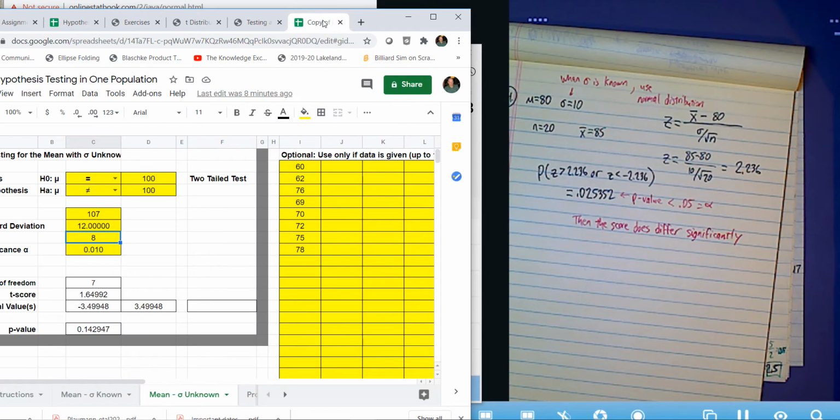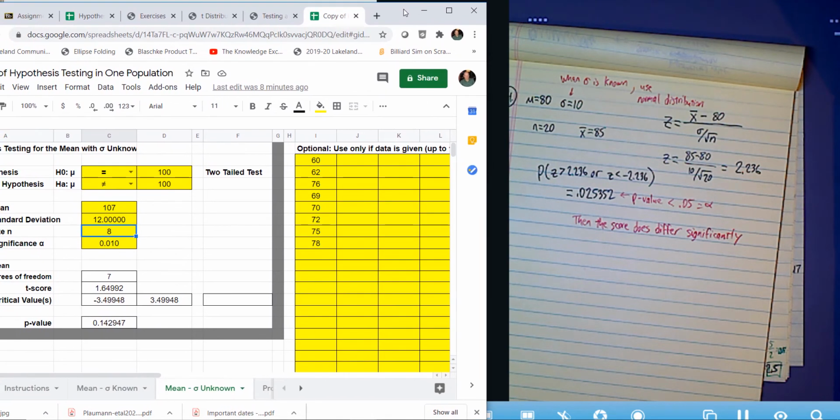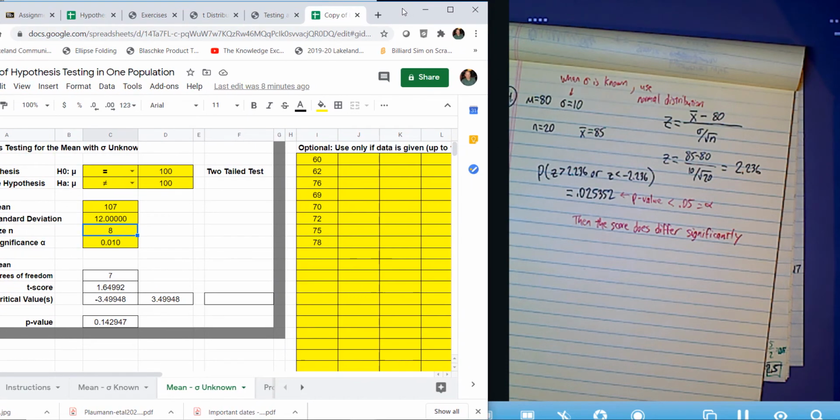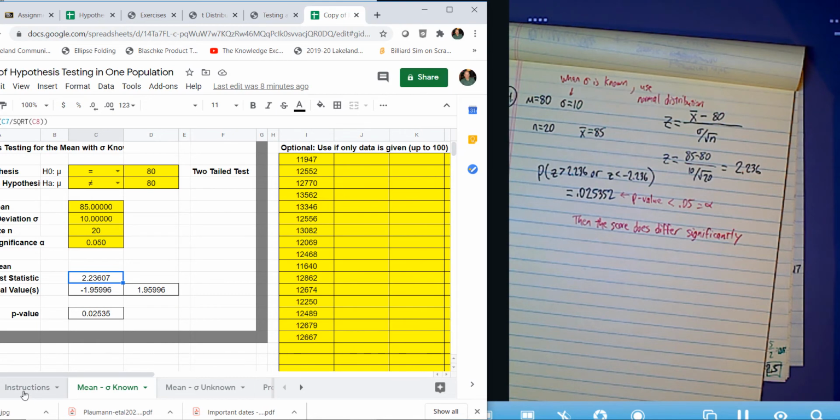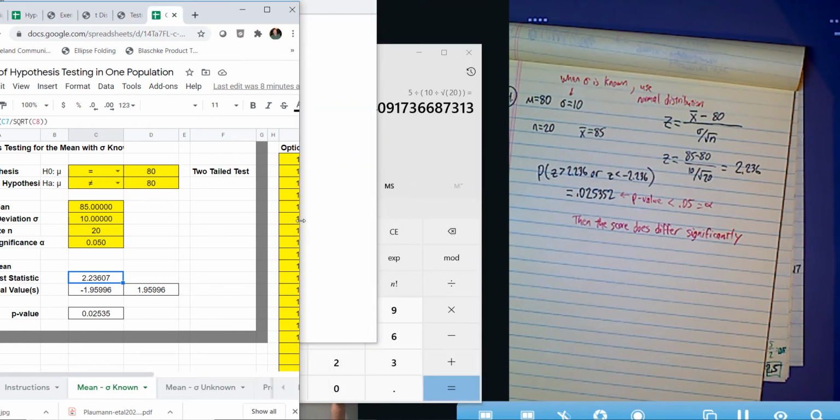By the way, just to show you, you can do this also on the Google Sheet. I'm just going to show you how you do this. You need to use, right next to the instructions, we've been using sigma unknown for the t-test. When sigma is known, it does the normal distribution. So let me just show you how this works. And if I move over here. We don't need this part.